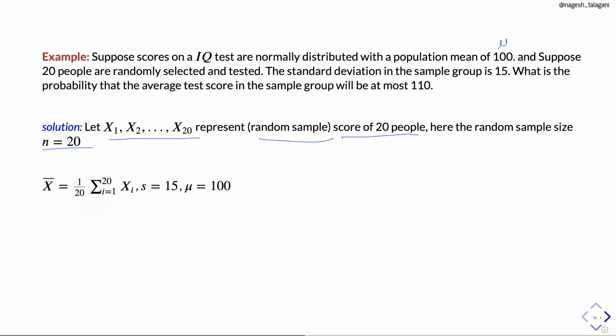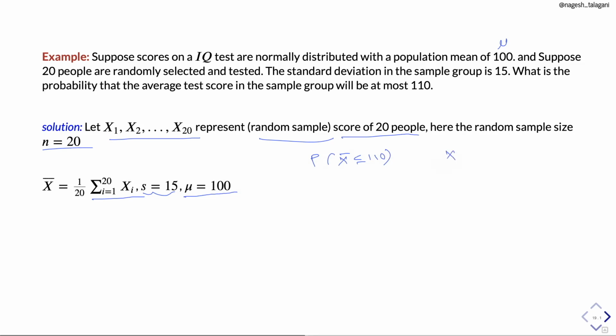So x bar equals 1 by 20 of the summation i equal to 1 to 20 of xi, and the sample standard deviation s is 15. The population mean mu is 100. Here we are interested in the probability of x bar less than or equal to 110.